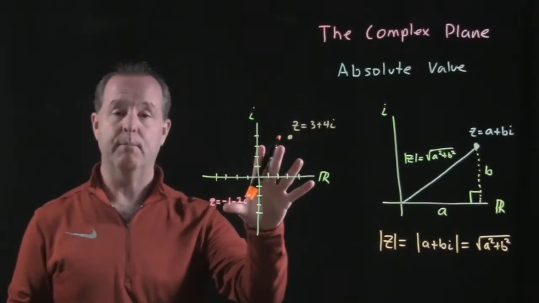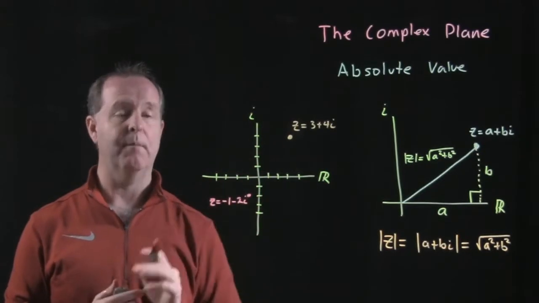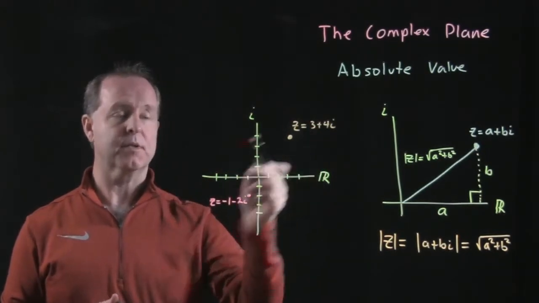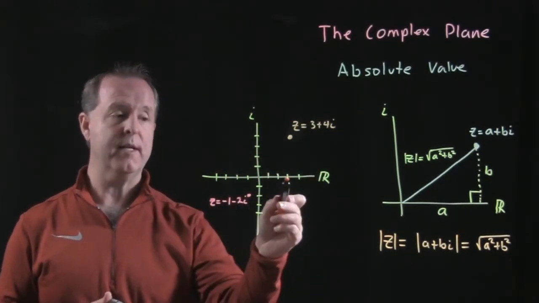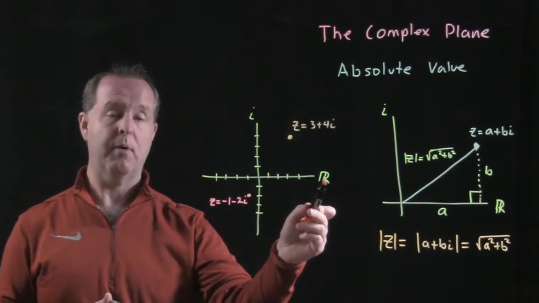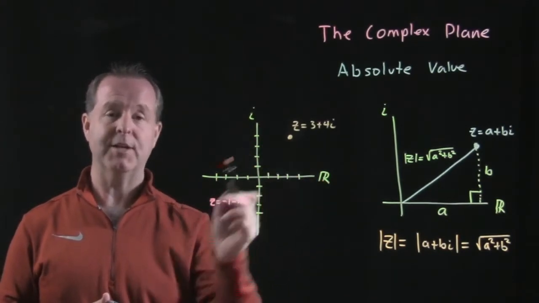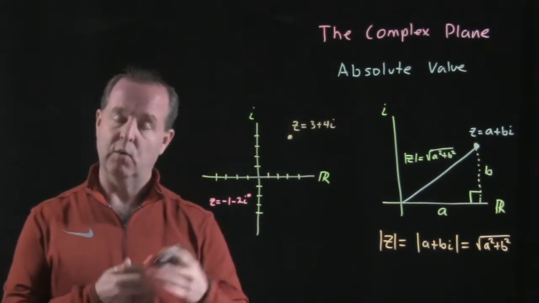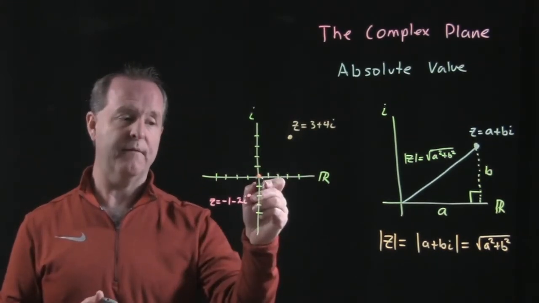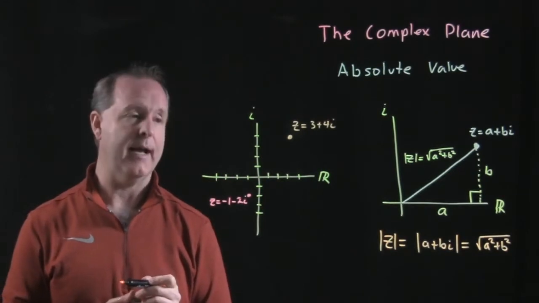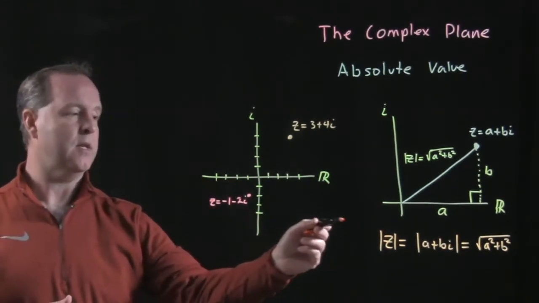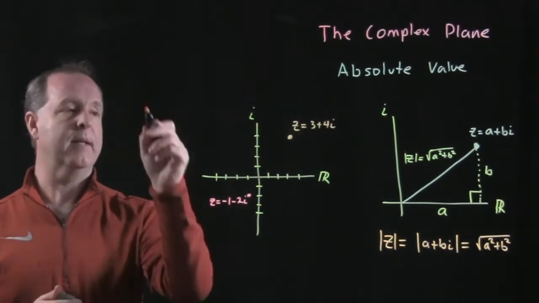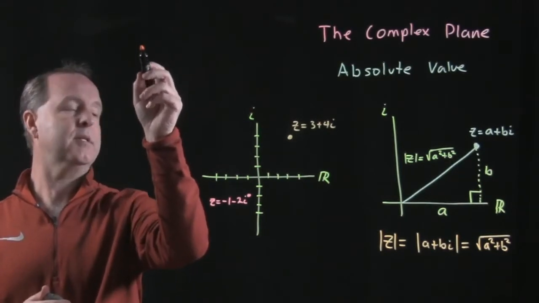So let's take a couple of points that I have to find on the complex plane. z equals 3 plus 4i. That's over 3 units in the real number part and up 4 units in the imaginary direction. How do we find out what its absolute value is? Which is again asking us how far away from the origin that point lies in the complex plane. So we can use our distance formula, which will say it's the square root of a squared plus b squared.